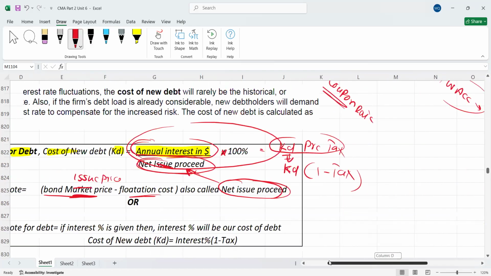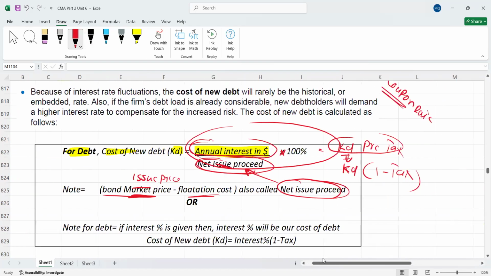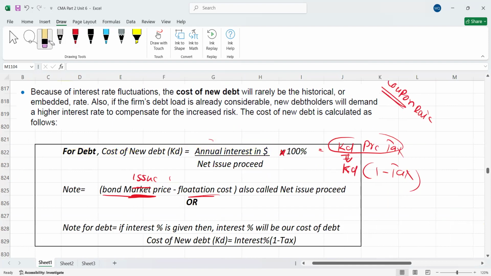Now please remember here, guys, sometimes in your exam question, maybe you are not issuing any bonds. It may tell you that you are taking just a loan from the bank. In that scenario, we can also calculate the cost of debt in a simple way. How? If only the interest percentage is given in the question, and it doesn't tell you the amount of loan, coupon rate, etc. Just the interest rate of the new debt.